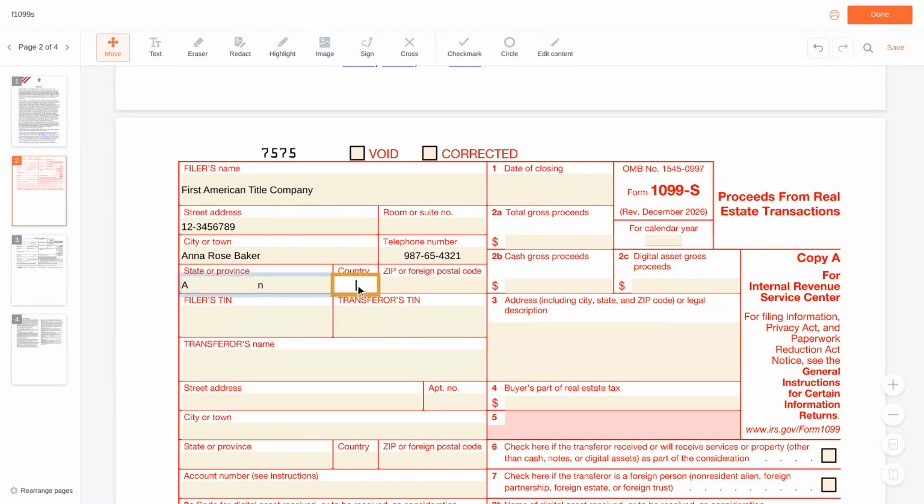Box 5 indicates if the property included services or non-cash consideration. Box 6 captures the amount of buyer points paid on behalf of the seller in certain transactions.